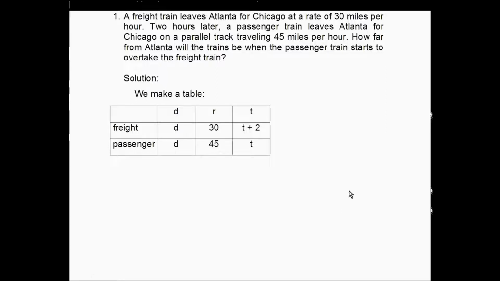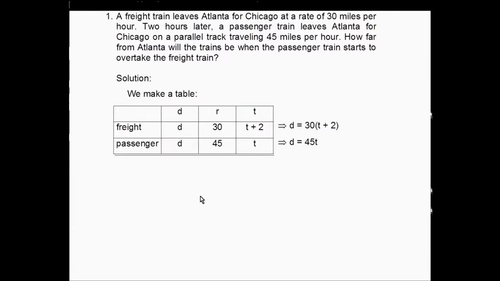Okay, now remember, each row writes an equation. So our first row says D is equal to 30 times T plus 2. The second row tells me that D is equal to 45T. Okay, and the problem is I got way too many variables. Now remember, these two are the same D. So that means that these two expressions have to equal each other. So I'm going to get 30 times T plus 2 is equal to 45T.